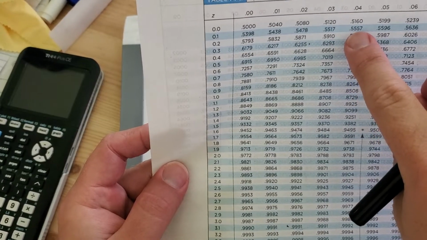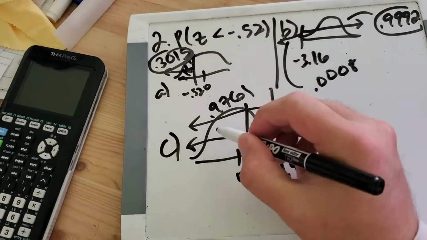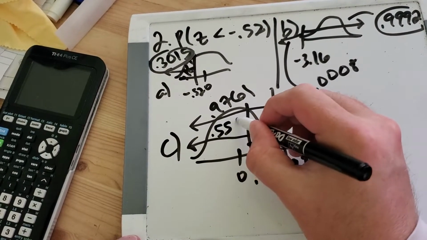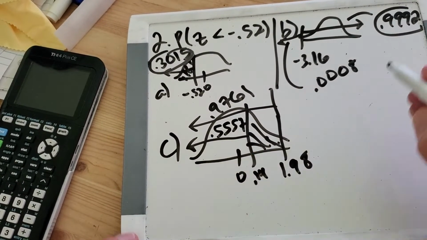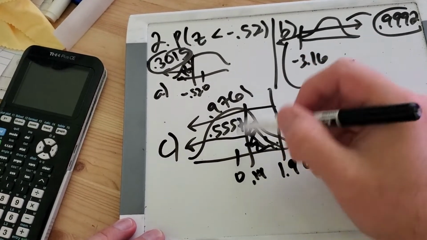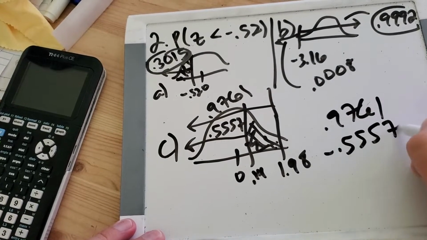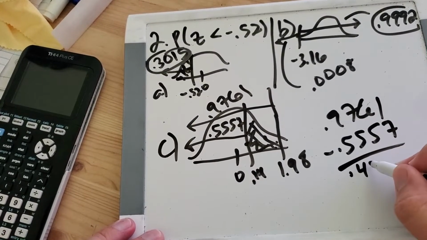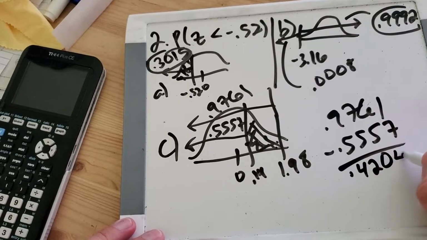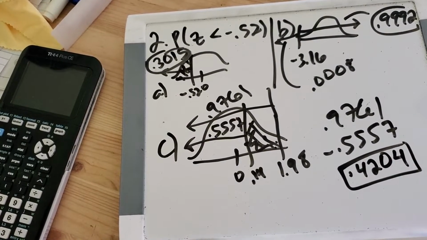If I look up 0.14, I get 0.5557. So to get the area between those two z-scores, I just have to subtract those two. Let's see what I get. 0.4204. Sure, I'm going to stick with it. 0.4204. Yes, I like it.